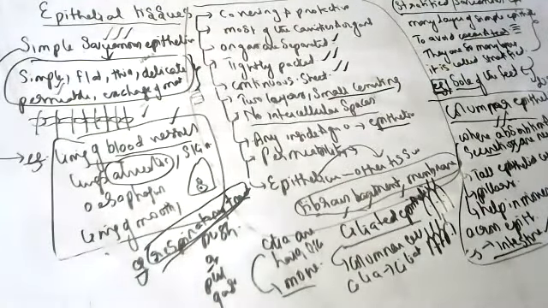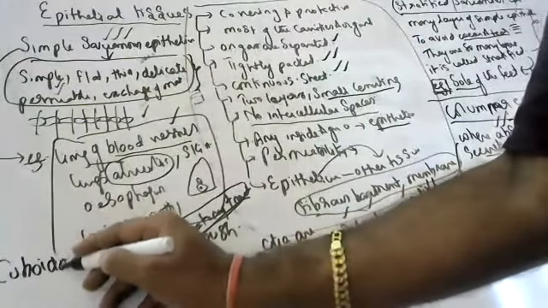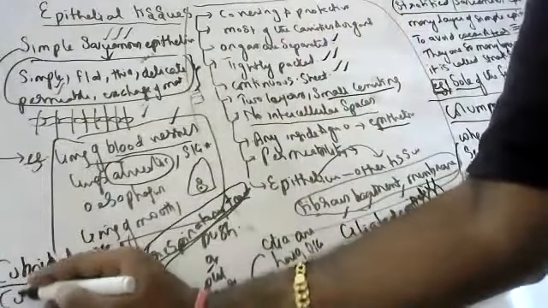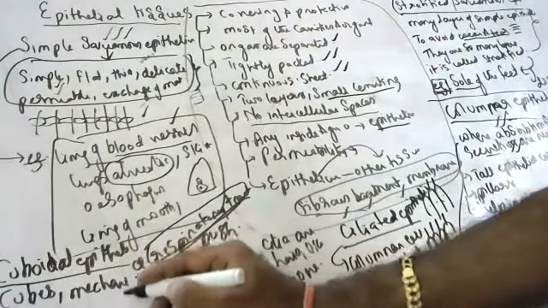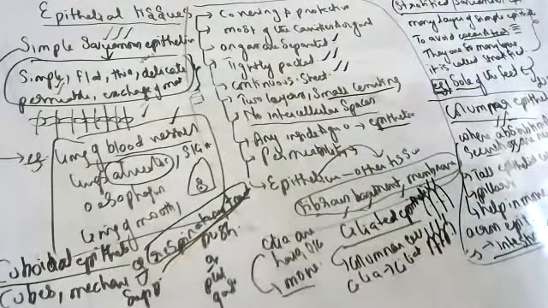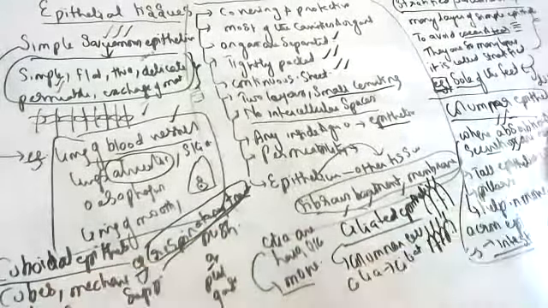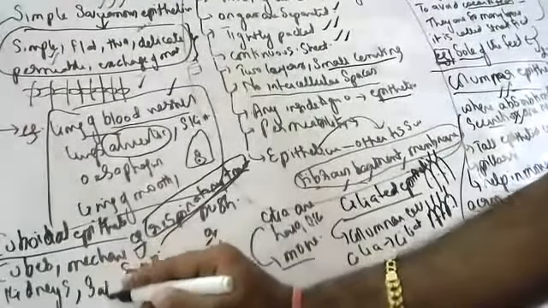Apart from ciliated epithelium, next we also have cuboidal epithelium. They are like big cubes, children. The epithelium which is in the form of cubes mainly helps in mechanical support. Where are they present? They are present in the kidneys and salivary glands, children.